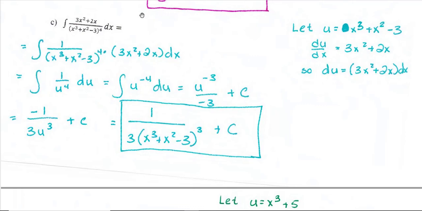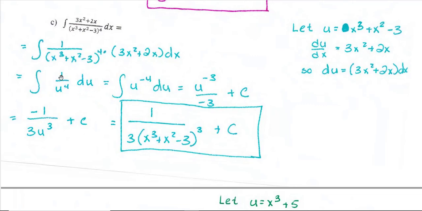Now here I can take this 3x squared plus 2x and move it out of the fraction, out of the numerator, and that gives me 1 over (x cubed plus x squared minus 3) to the 4th times that (3x squared plus 2x) dx. This x cubed plus x squared minus 3 is my u. That 3x squared plus 2x dx is my du. So then when I use my u substitution, I get 1 over u to the 4th du.